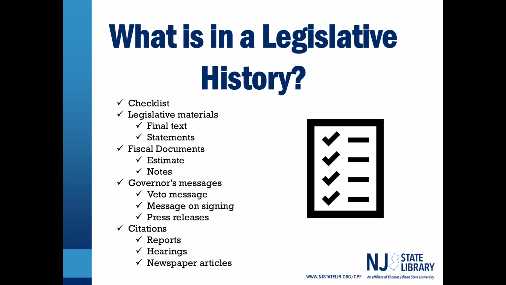Any reports, hearings, and newspaper articles are cited at the end of the checklist. These documents are not included in the file. In the case of reports and hearings, they are available from our catalog. Unfortunately, we cannot publish newspaper articles with the legislative histories due to copyright restrictions, but they are available upon request.